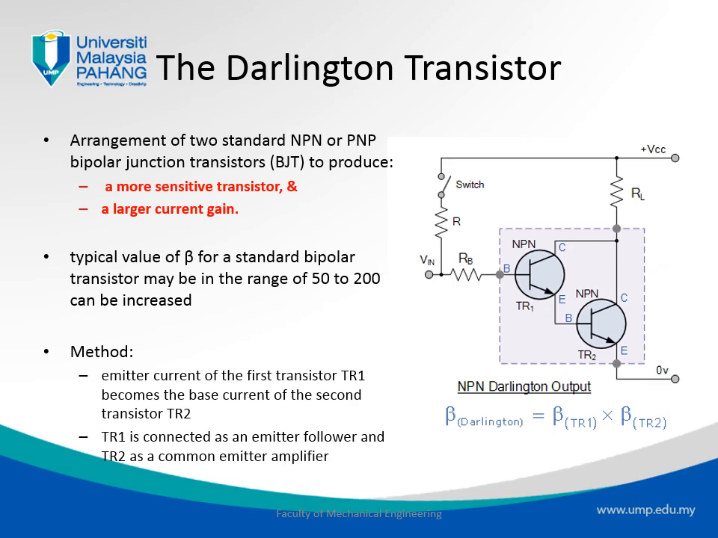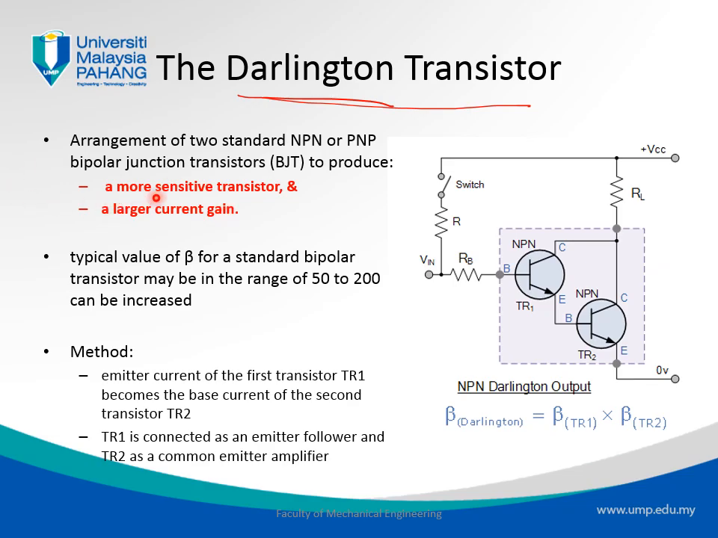So another configuration of transistor that is interesting to use is what we call the Darlington transistor, right? So what is a Darlington transistor? A Darlington transistor is basically just an arrangement of two standard transistors, either NPN or PNP, which are put one after the other. So why do we do this? We do this basically to achieve two things.